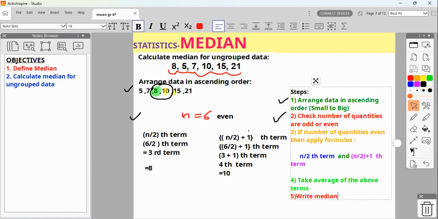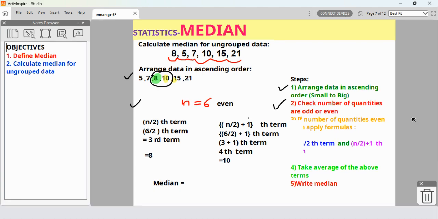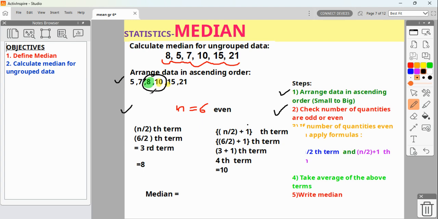So how to take average? For finding the median, we have to take the average of these two terms, the third and fourth value. So the third value is 8. You can check here, at third place we have 8. The third term is 8 and the fourth term is 10. So 8 plus 10. For taking average, we add both these numbers and divide by 2.